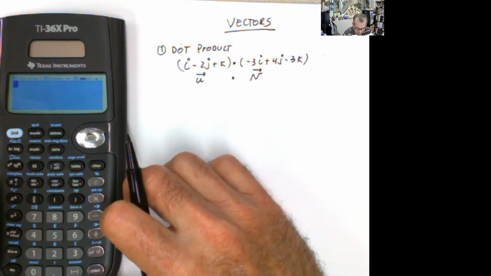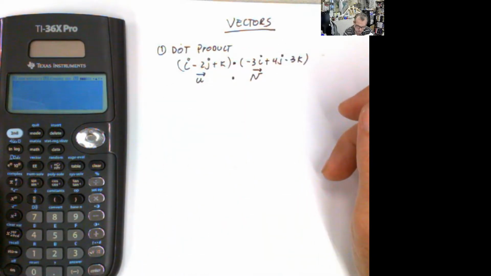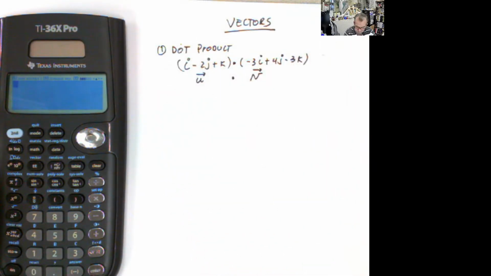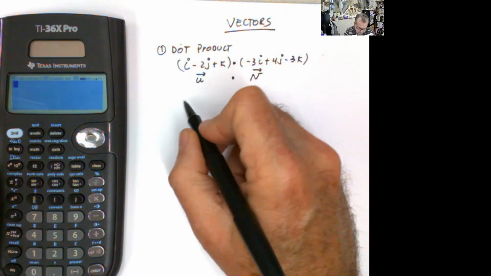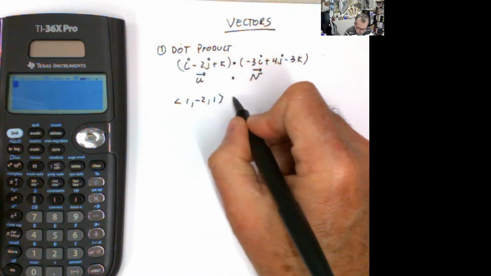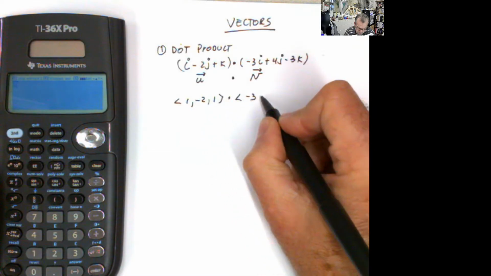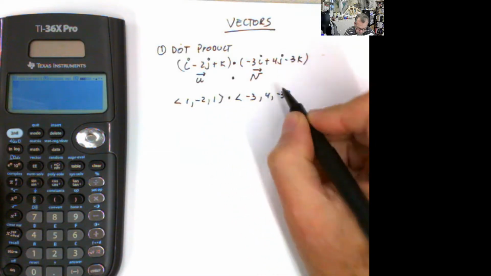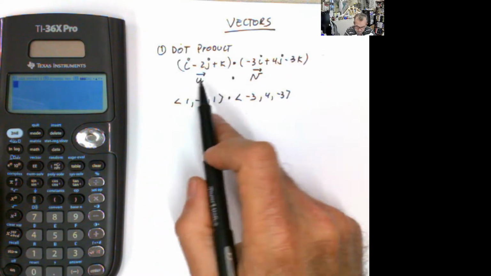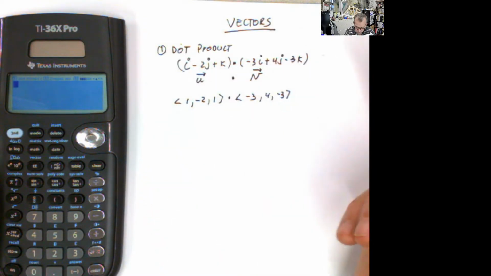Okay, this small video is about how to do dot product and cross product in vectors. This is the typical type of problem that you have in statics. In physics, probably you saw it like this: 1, negative 2, 1 dot multiplied by negative 3, 4, negative 3. We use this type of nomenclature here in this part. But let's say that you have to do u dot v, dot product.